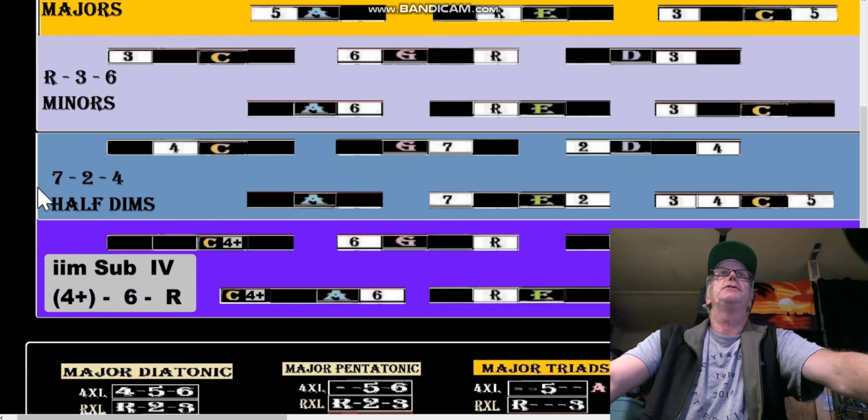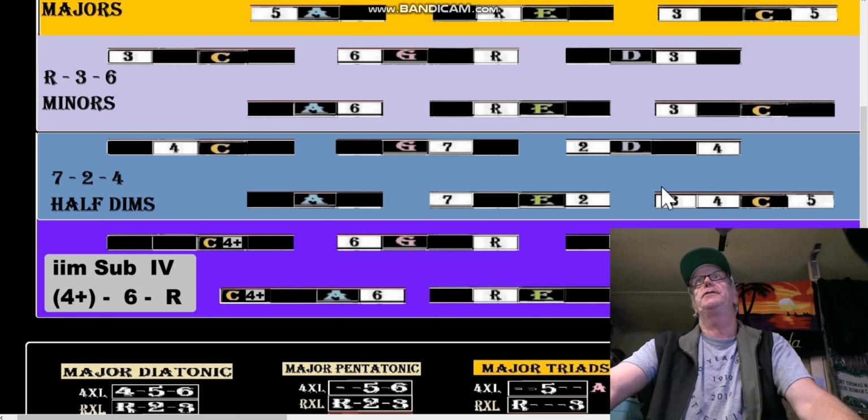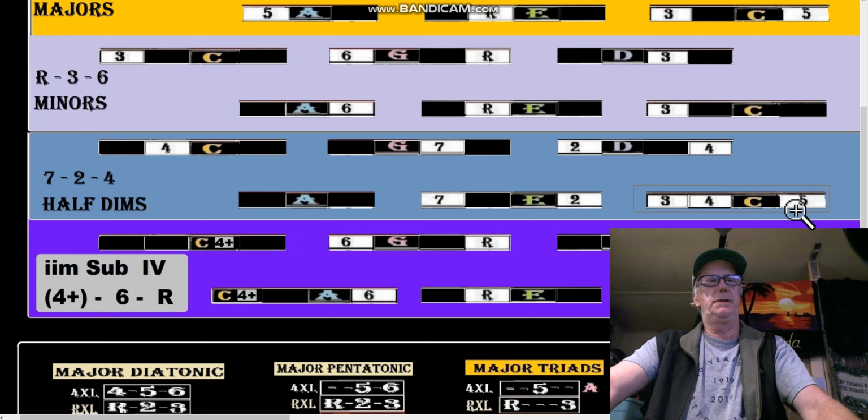So the minors are root, 3, 6, and of course the half diminished, as you can imagine, has 7, 2, 4. But who wants to memorize this? The E is the guy that gets the 2, 7, and 2. Hey, wait a minute. C has 3, 4, 5. That's not right, because it's just 7, 2, 4. So C actually only has... this is a mistake. This guy here is wrong.